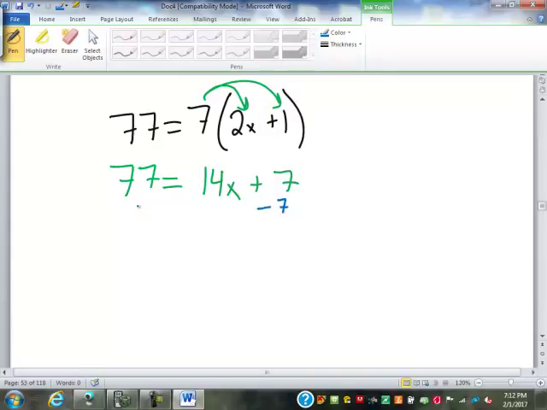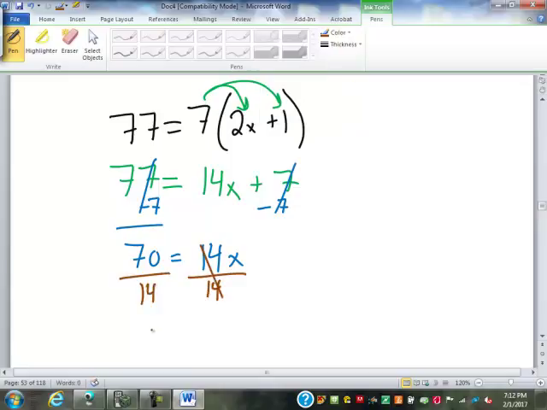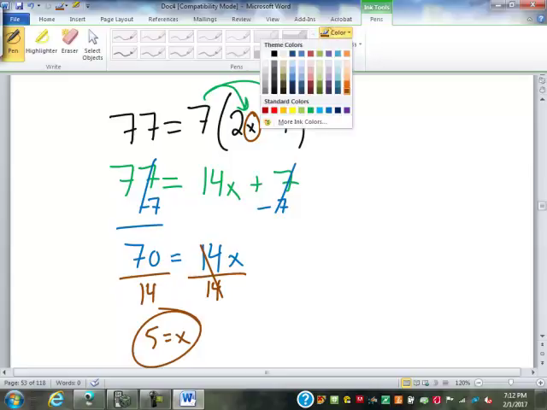What's our next step? Subtract 7. So this is 70. Here the 7's gone. That's just 14x. And then? Divide by 14. So 5 equals x. Again, you can put the 5 back in there for x. 2 times 5 is 10. Plus 1 is 11. 7 times 11 is 77. To double check it. I know I went kind of fast, but I'll trust that you guys can do that on your own if you need to.